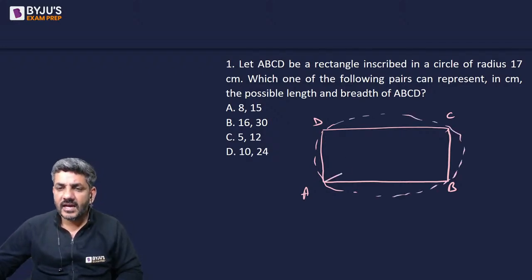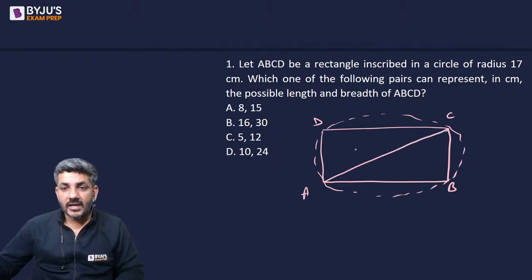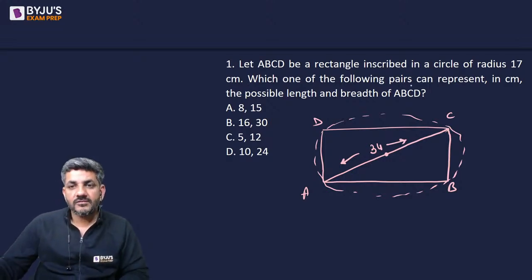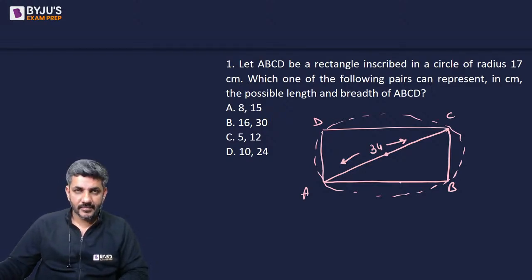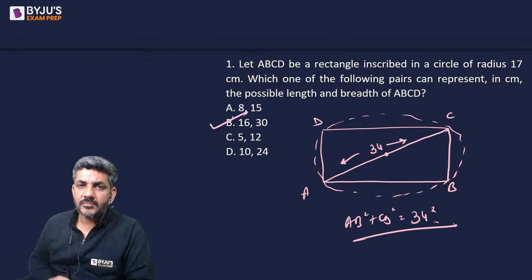Can I say the diameter of the circle is actually the diagonal of the rectangle? And if the radius is 17, the diameter will be 34. So the diameter, that means the diagonal of the rectangle, is equal to 34. Which one of the following pairs can represent the possible length and breadth of ABCD? Which one of these can be them? Of course, AB square plus CD square is equal to 34 square. So from the options straight away you can say B is the right answer.